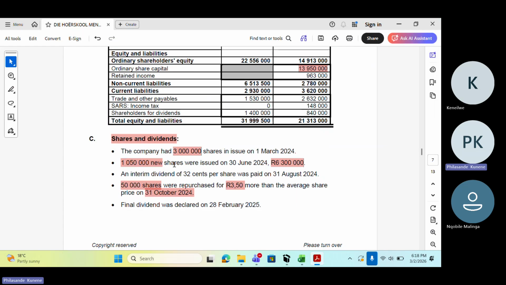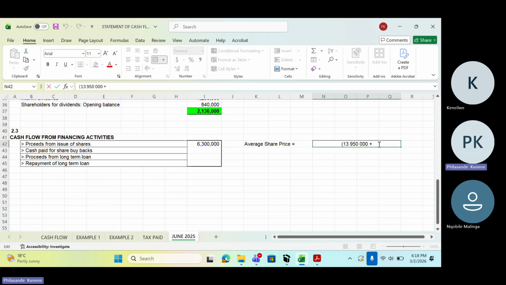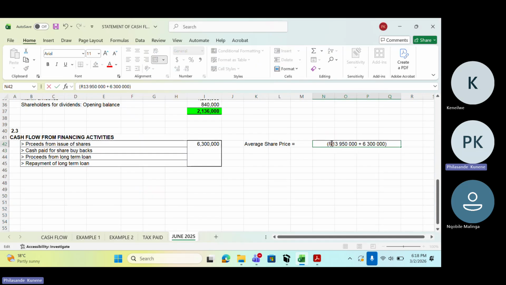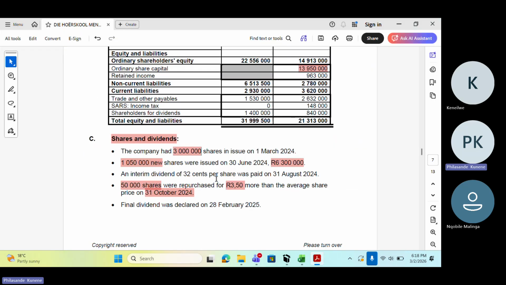There were 1,050,000 new shares that were issued on 30 June 2024. That is 6,300,000 rands. That is the value of the shares that have been issued during the year. And then we divide by the number of shares, because these are the rand values. So we need to divide it by the number of shares that have been in issue at the beginning plus the shares that have been issued during the year.